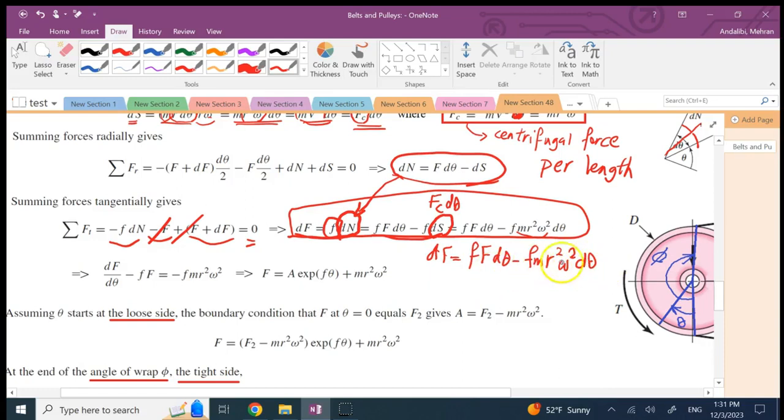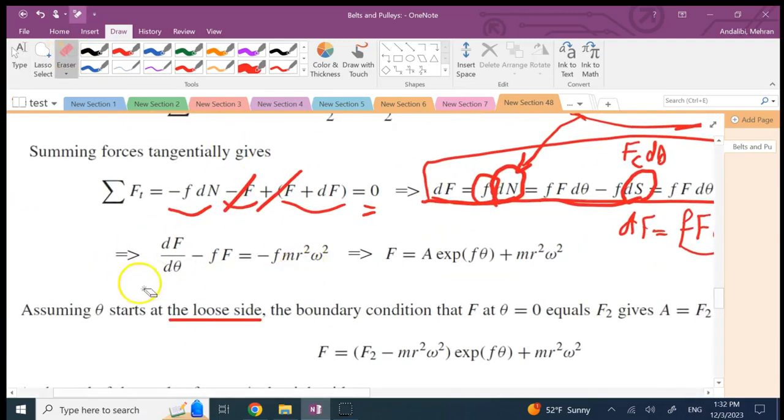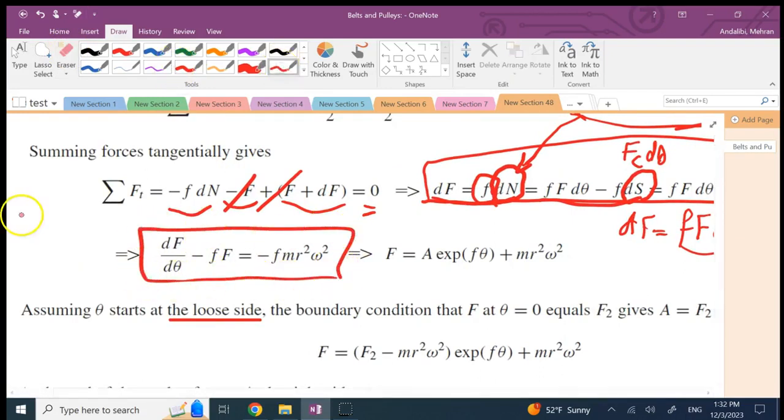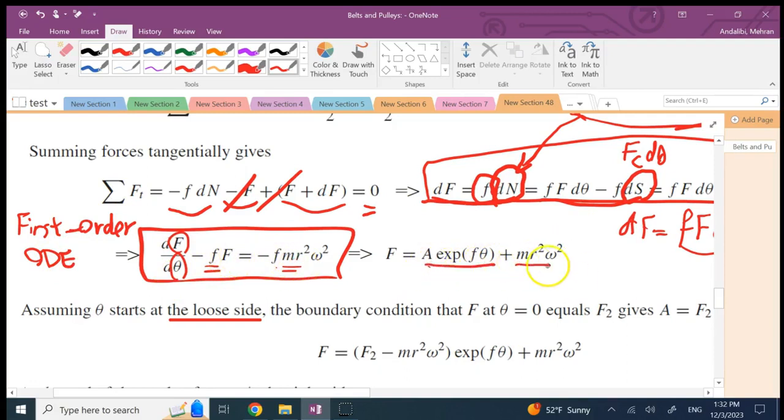So we divide both sides by d theta to get this term, then bring this negative term to this side, and keep that other negative term on the other side. So you can rewrite it like this. And what is this? If you look at this, this is a first order differential equation. This is a first order ODE, where the goal is F as a function of theta. And the coefficients are constant, as you can see. So the solution of that is very easy. It has a homogeneous solution and a particular solution.